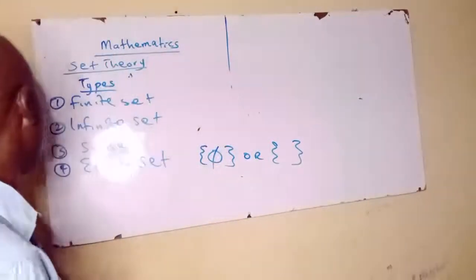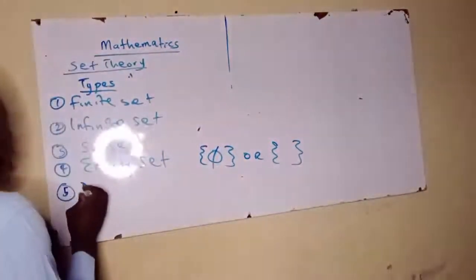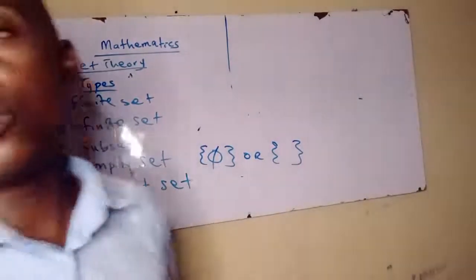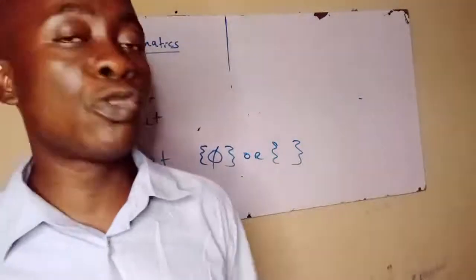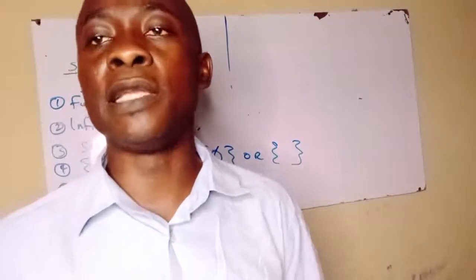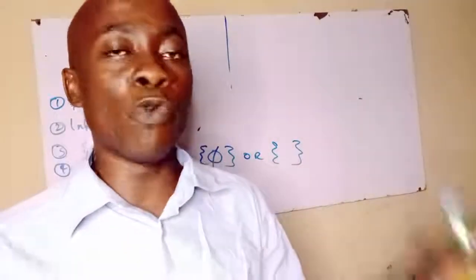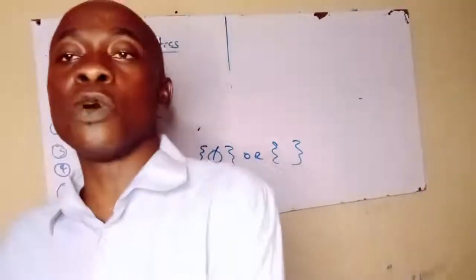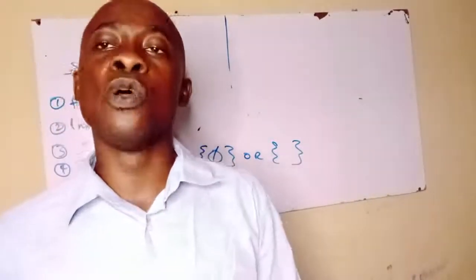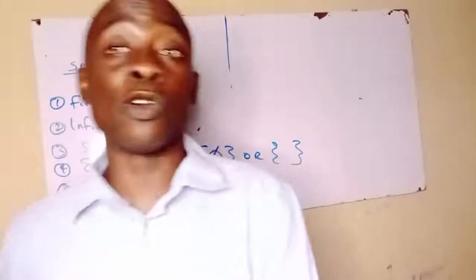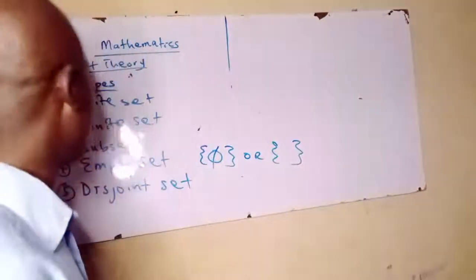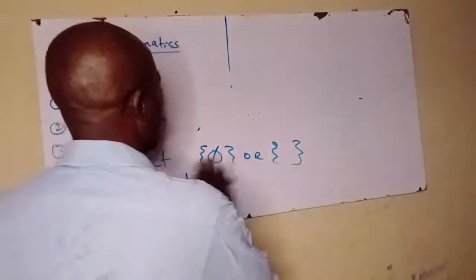Now let's quickly talk about the last one, though there are many, but let me just stop here. Disjoint set. Disjoint set occurs between two sets. When two sets do not have anything in common, then they are disjoint. Maybe what is in the first set is not in the second set. So when two sets do not have anything in common, you can call them disjoint sets. So that is that. Now let's quickly go to the operations on sets.